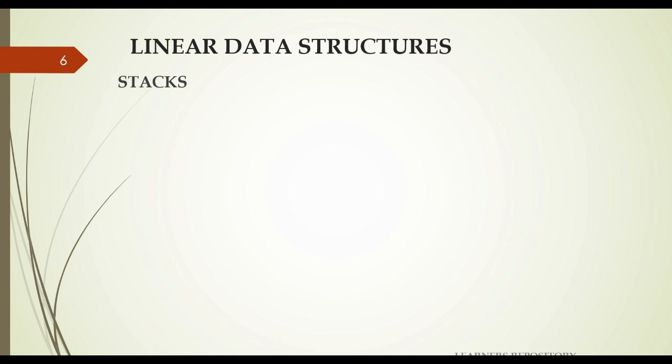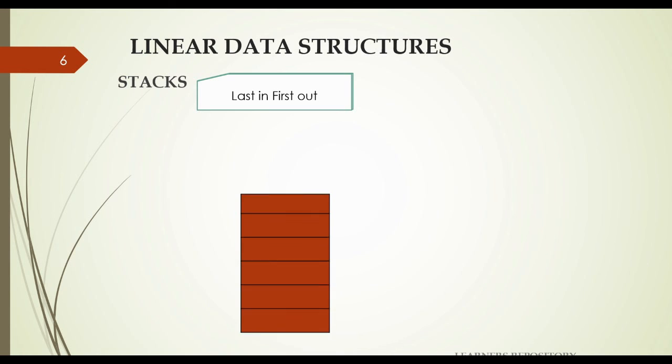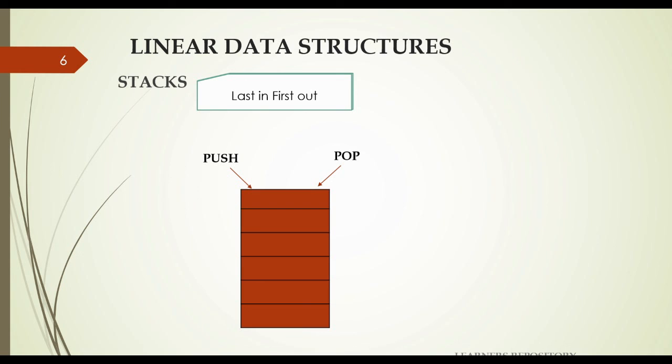Now we learn about stacks. Stack is a linear data structure. It has two main operations, namely push and pop. Push is similar to insertion and pop is similar to deletion. It follows last in first out mechanism, which means the element which is inserted at the last will be deleted first. This is how we represent stack in memory. Both the push and pop operation will be done at the same end called as top.